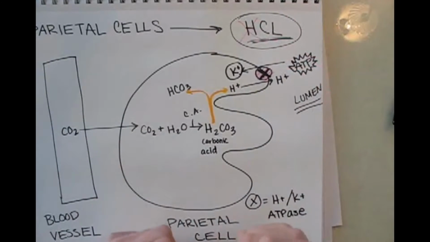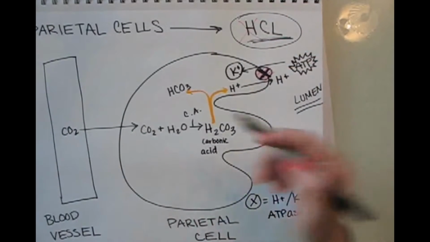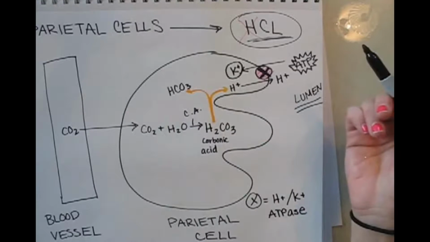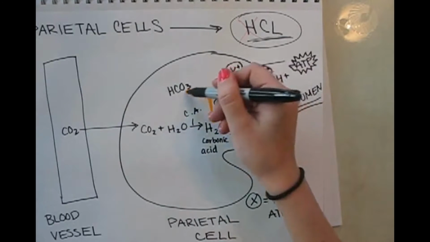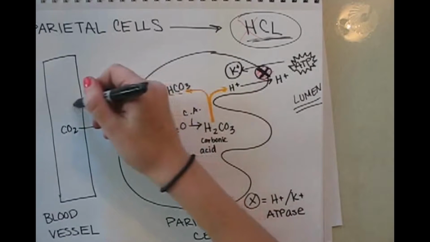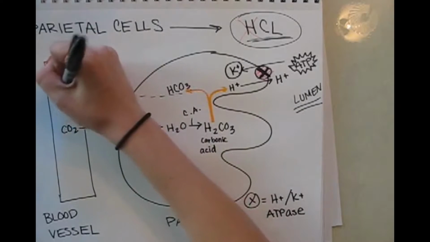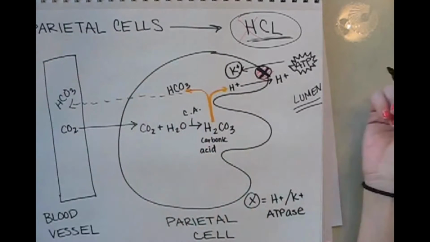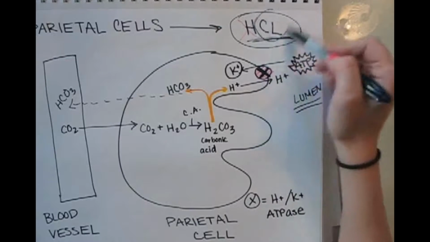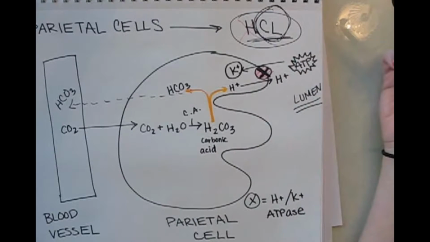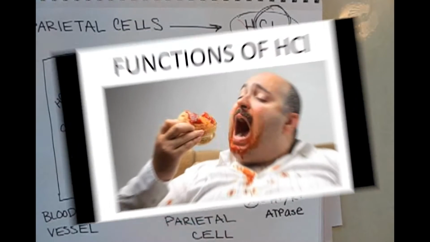HCO3- then leaves the parietal cell and enters back in the blood in exchange for a chloride ion on the basal side of the cell. The blood becomes more basic due to the higher concentration of HCO3-. Cl- then leaves the parietal cell down its electrochemical gradient through a luminal Cl- channel into the lumen. Cl- binds with H+ to create HCl.